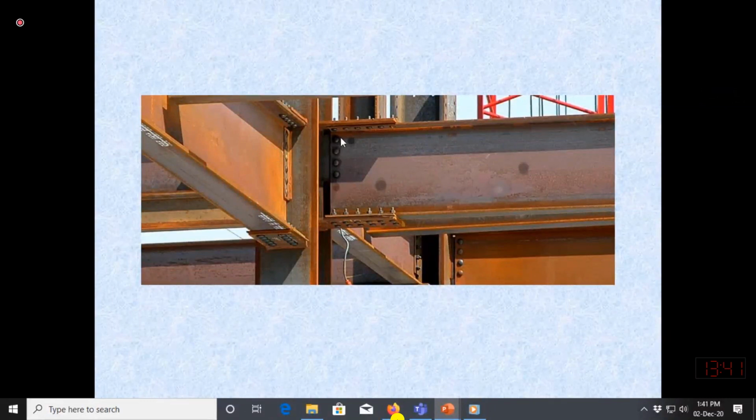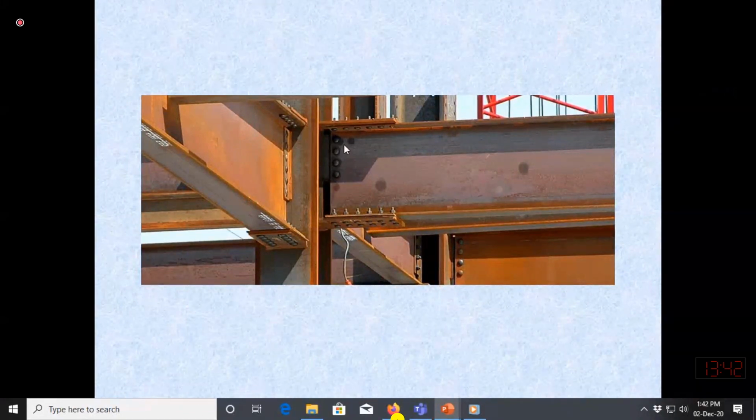And here you may also see that the web is also connected. If you know that the shear stresses are maximum in the web, the horizontal shear stresses are maximum along the neutral axis or in the web. So the web is transferring all the shears. If only the web is connected, then that is the simple connection or shear connection.